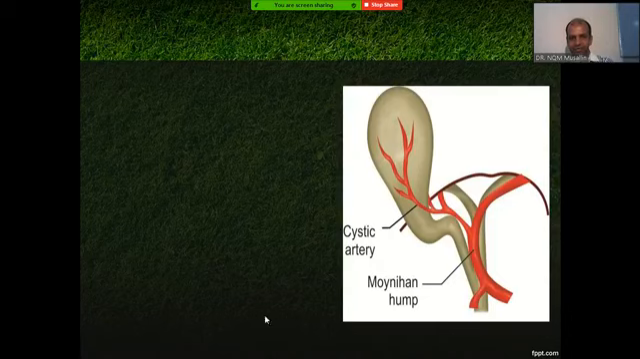Like this anomaly, this is called Moynihan's hump. Sometimes the common hepatic artery or right hepatic artery makes a dangerous turn at the Calot's triangle, and during operation we may think this is a cystic artery, and if you divide this right hepatic artery instead of the cystic artery, there may be some blood supply related complication to the right lobe of the liver. So everybody should know about this dangerous turn or Moynihan's hump.